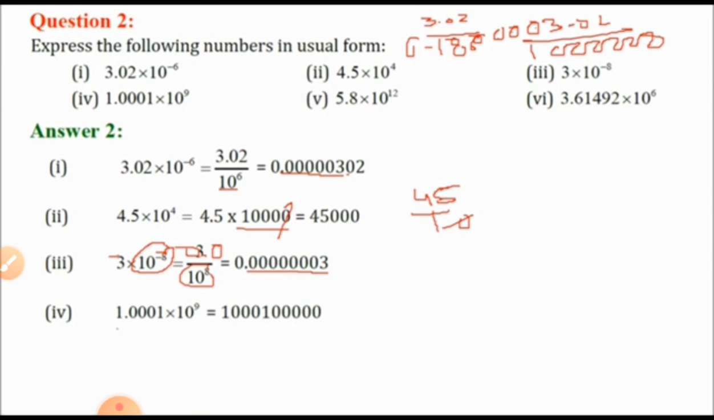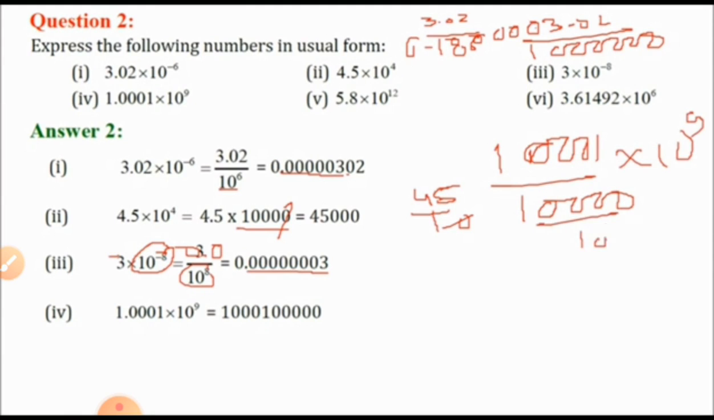Third one, 3 multiplied by 10 raised to minus 8. 8 means, student, 7 zeros it has to move. 0.000003. Is it? Yes. Last one but not least, fourth one I am explaining. 1.001 multiplied by 10 raised to 9.